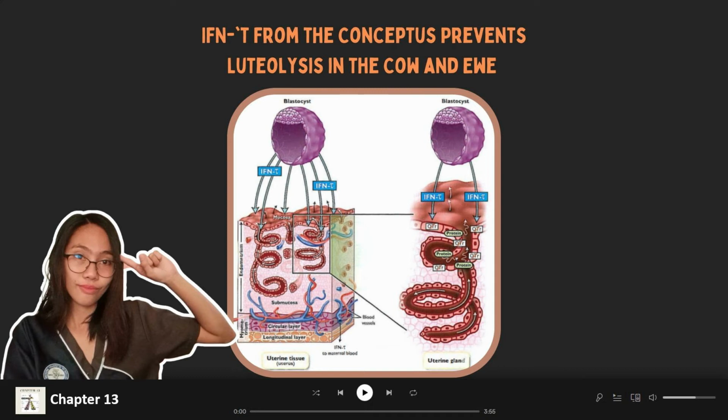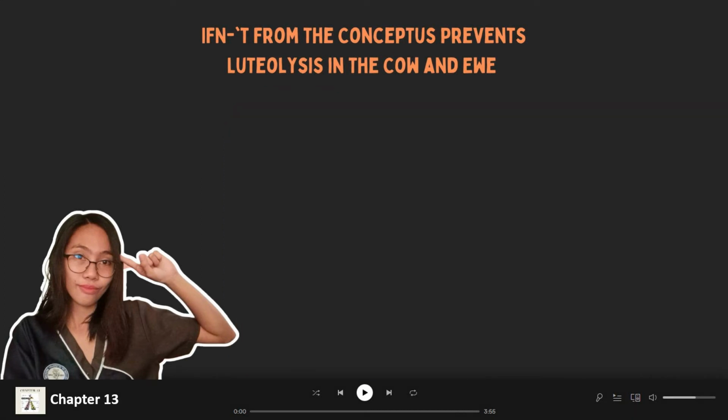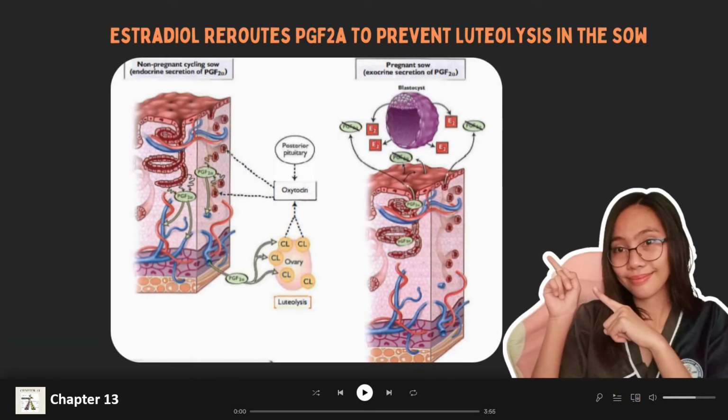In addition, interferon tau causes production of proteins from the uterine glands. The arrows from the uterine glands indicate the movement of products that are secreted into the uterine lumen to nourish the conceptus. This figure shown is the estradiol reroutes PGF2 alpha to prevent luteolysis in the sow.